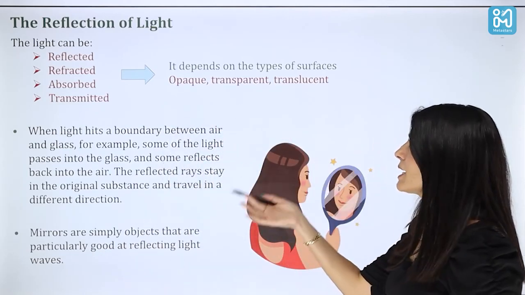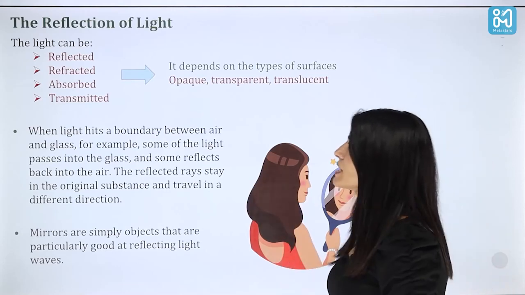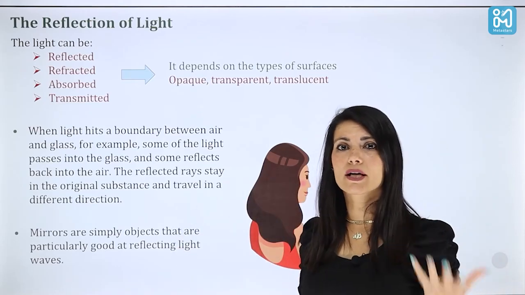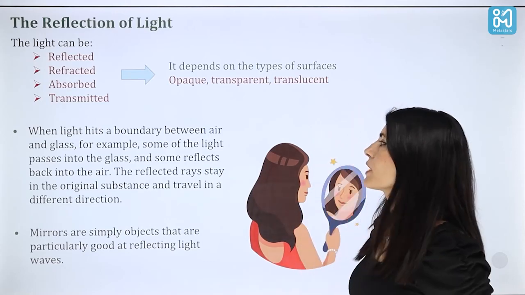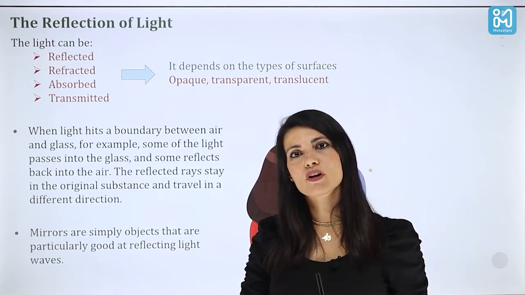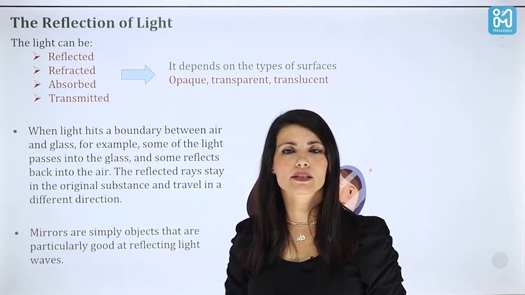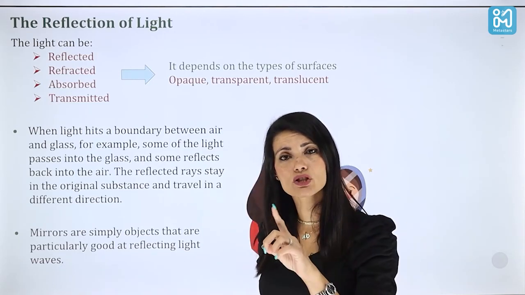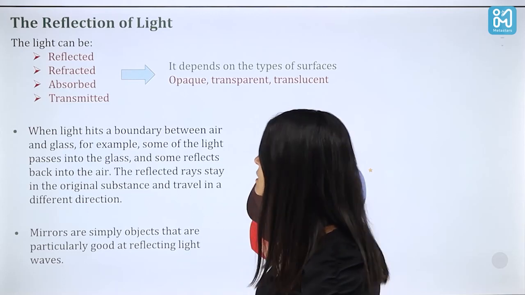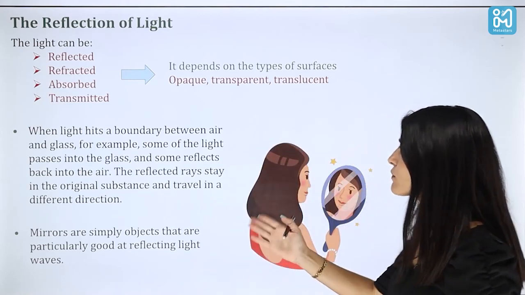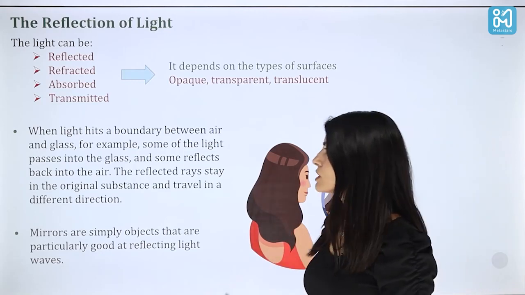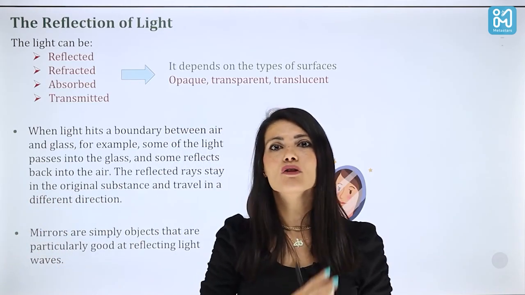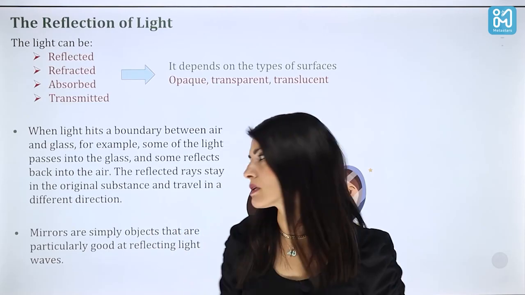Now, when light hits a boundary between air and glass, for example, the light passes through. Or if we have light passing from glass to air, some light can be reflected, some light can be refracted. And the definition of refraction will be taken in another lesson. However, the reflected rays stay in the original substance. Reflection is the bouncing back of light in the same medium.